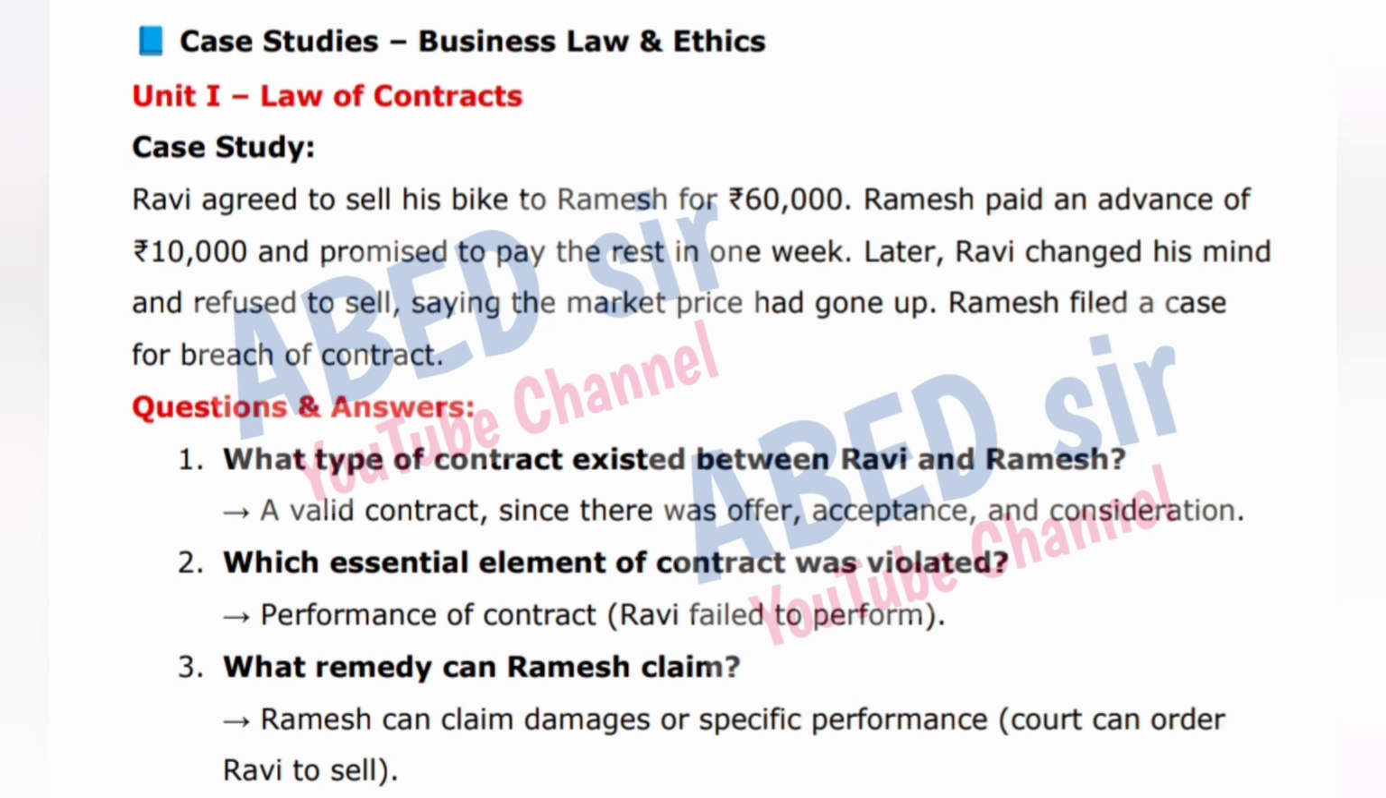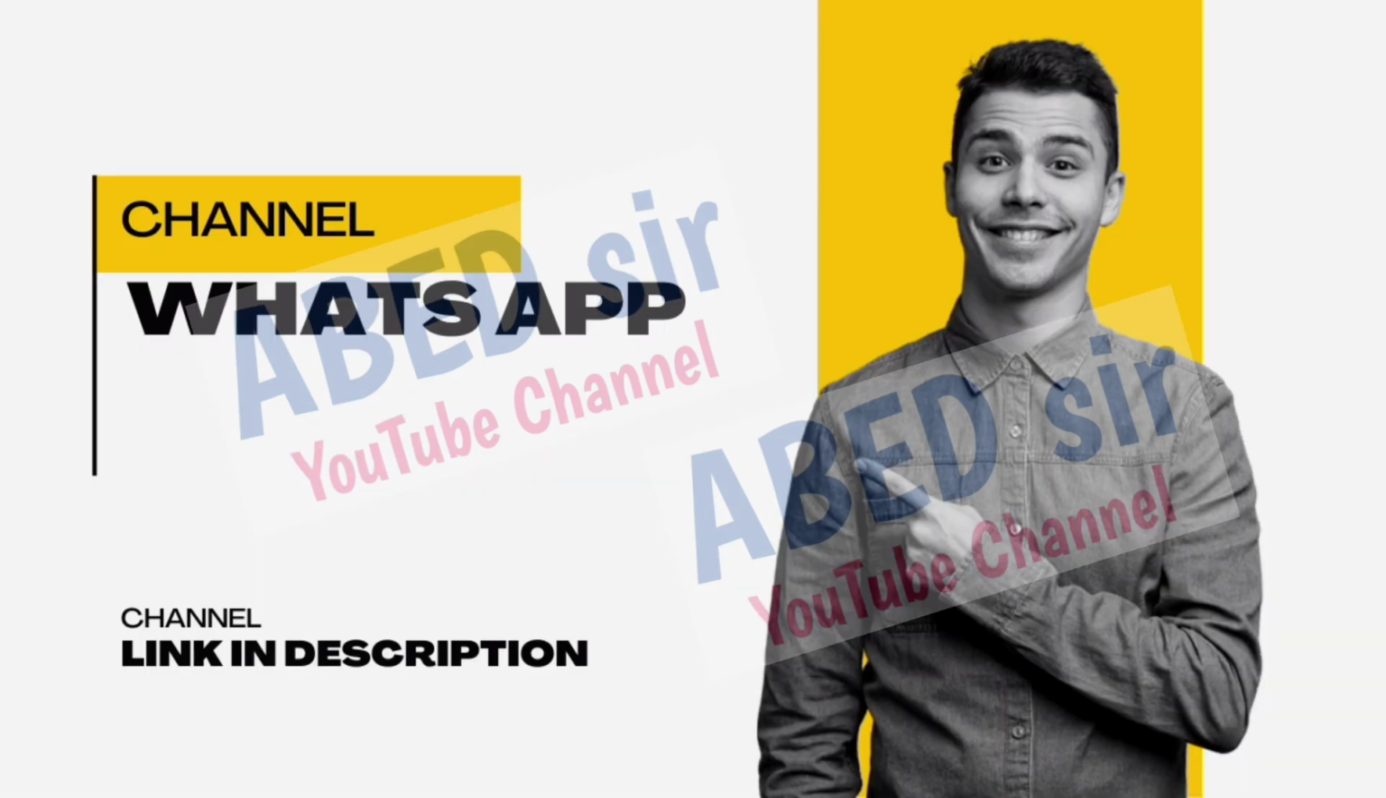1. What type of contract existed between Ravi and Ramesh? A valid contract, since there was offer, acceptance, and consideration. 2. Which essential element of contract was violated? Performance of contract, Ravi failed to perform. 3. What remedy can Ramesh claim? Ramesh can claim damages or specific performance. Court can order Ravi to sell. Next, Unit 2, Special Contracts.